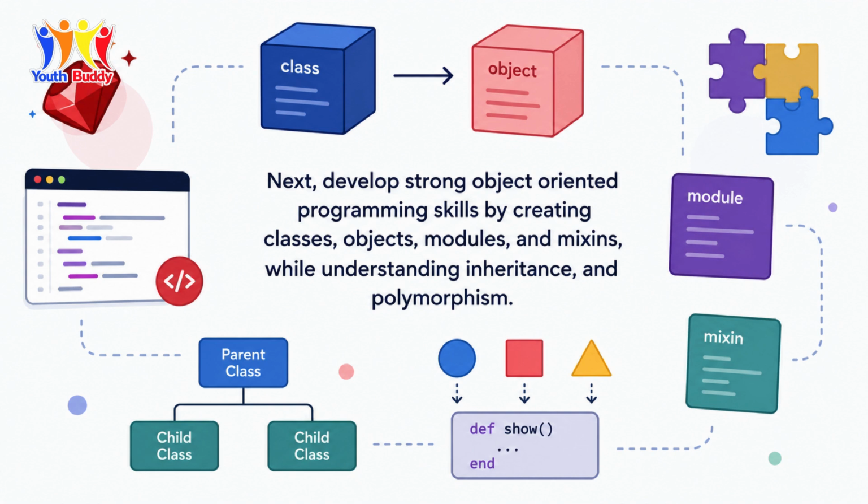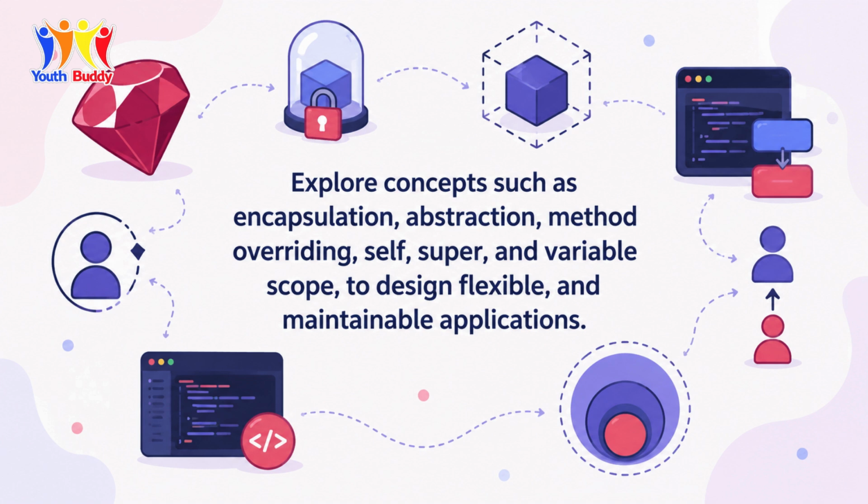Next, develop strong object-oriented programming skills by creating classes, objects, modules, and mixins while understanding inheritance and polymorphism. Explore concepts such as encapsulation, abstraction, method overriding, self, super, and variable scope to design flexible and maintainable applications.